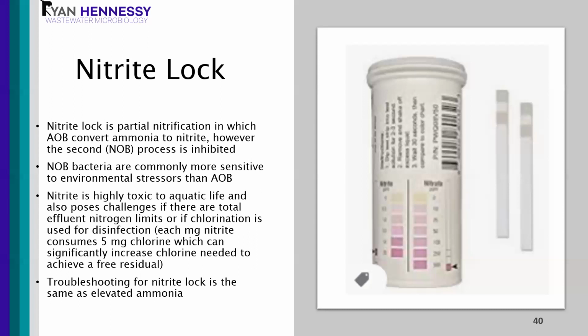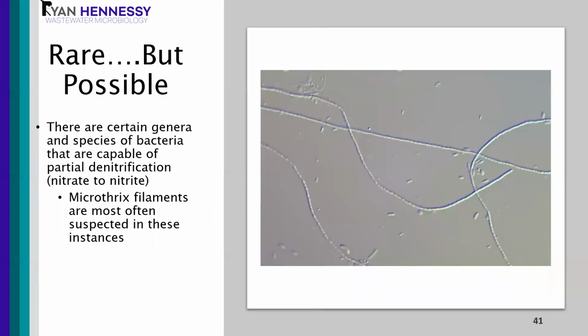And when you look at the troubleshooting strategies for nitrite lock, it's going to really mirror the same as when we're looking at why it is not nitrifying. Now, there are some instances where certain bacteria are capable of partial denitrification. So they can take nitrate and reduce it to nitrite. So Microthrix filaments are very often suspected in these instances.